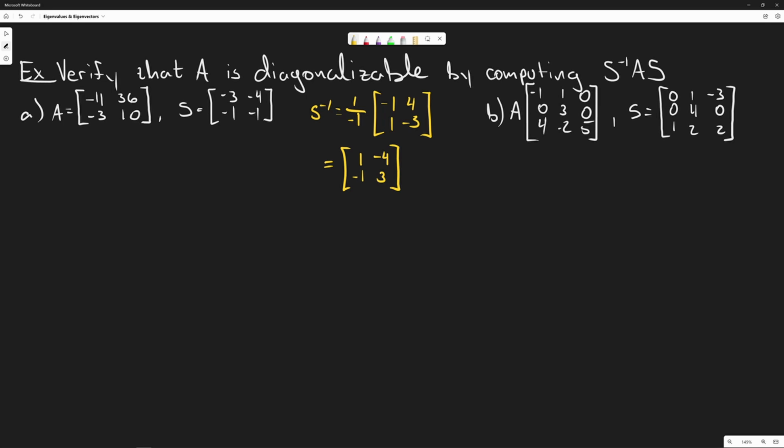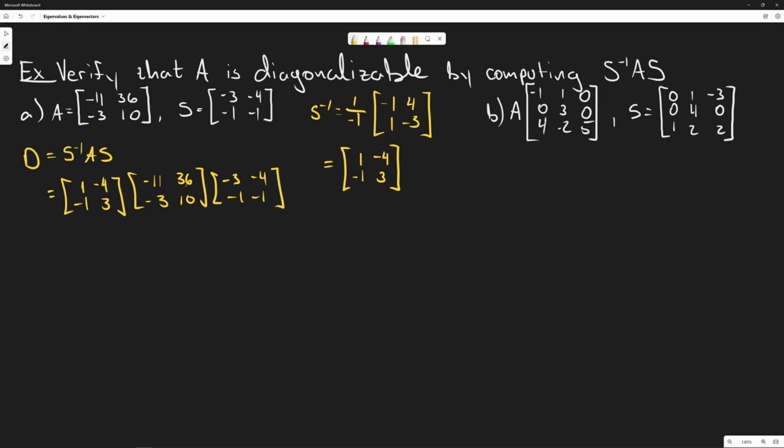And that's our inverse. Now to find our diagonal, we simply have to do D is equal to S inverse A S. So all we have to do is write this down and multiply it all together. It's -1, 1, -4, 3, times -11, -3, 36, 10, and then multiply it by -3, -1, -4, -1. All right, cool.